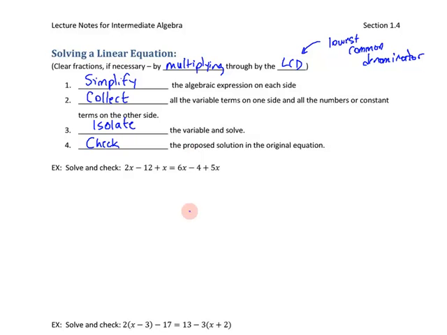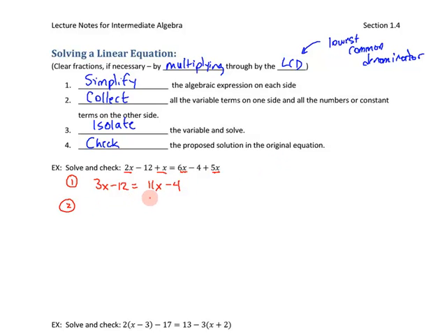So let's solve and check, say, this one according to those steps. All right, step 1. There are no fractions, so I'm not going to worry about that procedure. But I can simplify each side. I can collect like terms. On the left-hand side, I have a 2x and an x, so that becomes 3x minus 12. And on the right-hand side, I can also simplify by combining the 6x and the 5x to 11x minus 4, at which point both sides are as simplified as they can be.